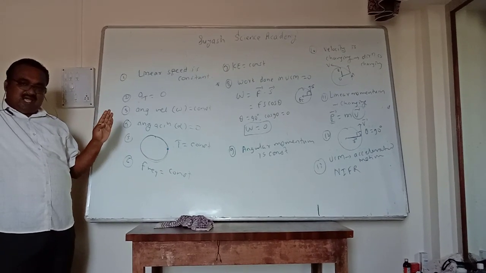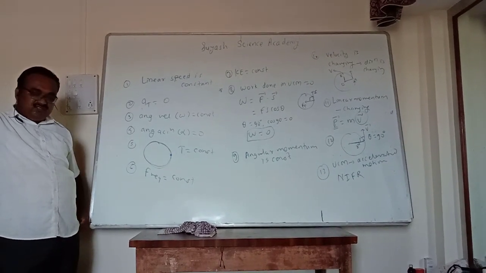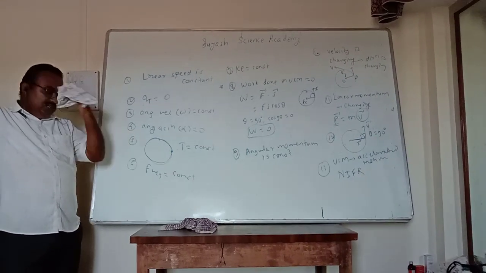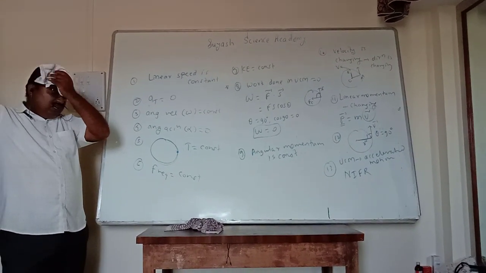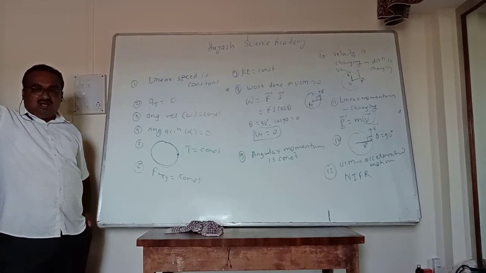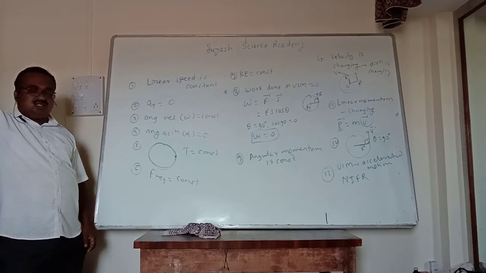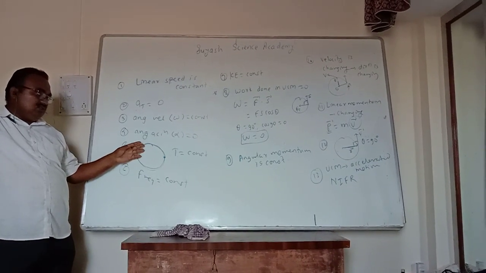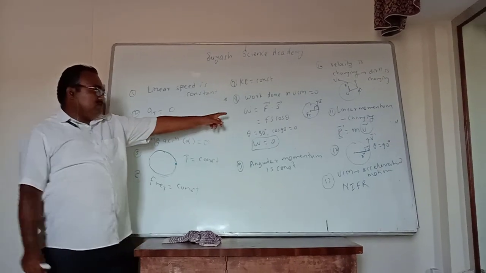3 properties have 0 value. The first property is that work done in UCM is 0. This is most important. Work done is 0. Then tangential acceleration is 0 and angular acceleration is 0. Okay, a small proof for this work equal to 0.